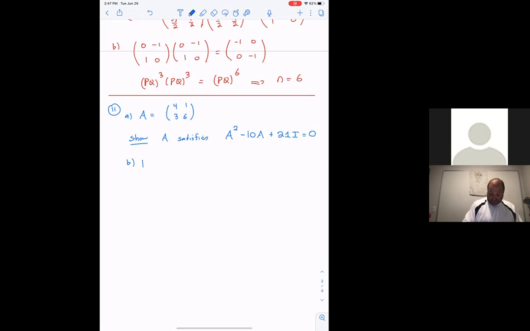Then it says, hence, express A cubed in the form of some constant times A plus some constant times the identity. C, hence, express A to the 4 in the form of some constant times A plus some constant times the identity. This is a 10-mark question.